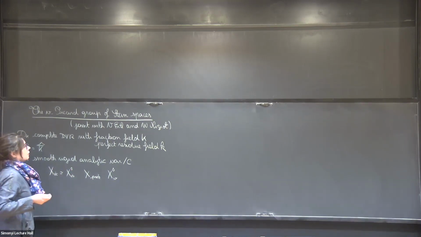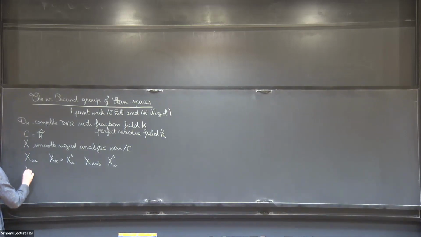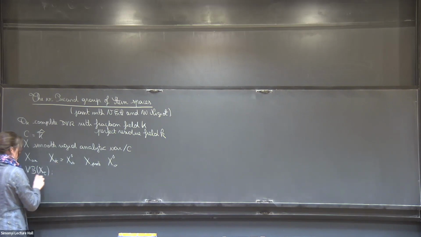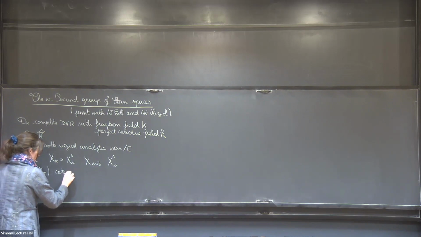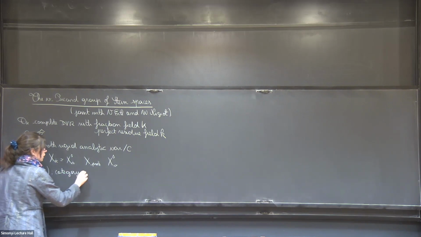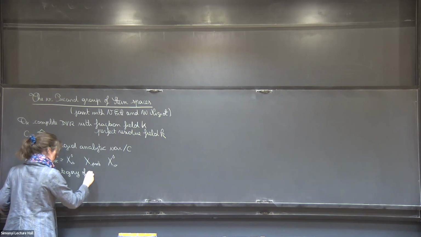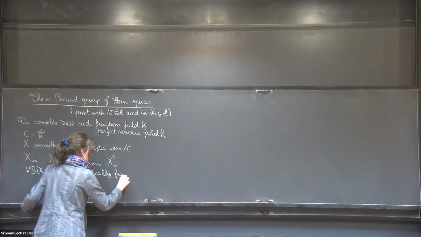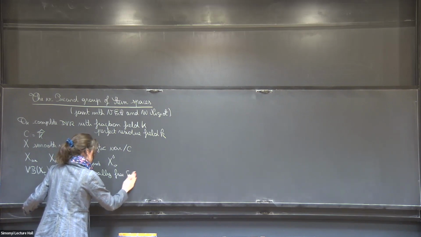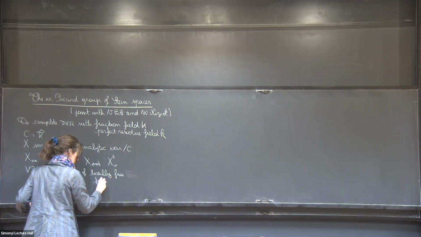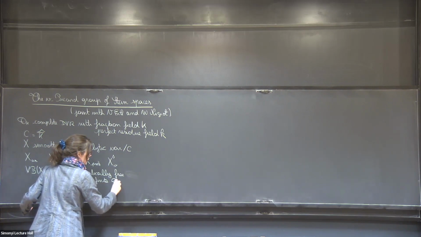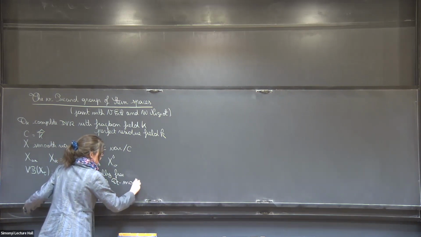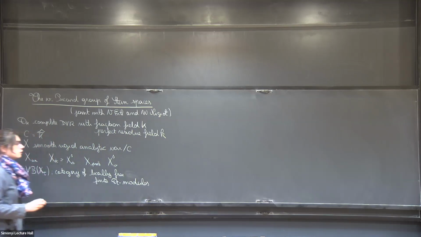And we want to compare these. If I write VB of X tau, for tau one of these topologies, this is the category of locally free or finite modules. So for the proétale, I think, do you use the version in?